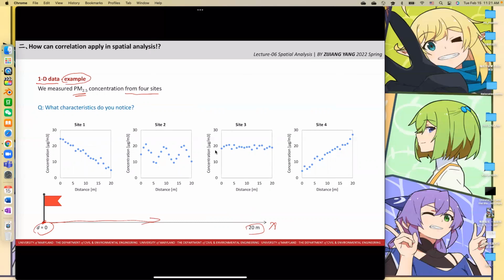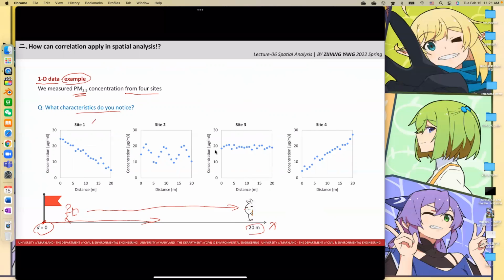Suppose we measure PM 2.5 concentration from 4 sites. For each one, we grab the sampler at 0 and walk to here. So we can collect the PM 2.5 data in terms of the distance. And we have 4 sites, and for each site, we have different results. So for these 4 sites, is there any characteristic you noticed?